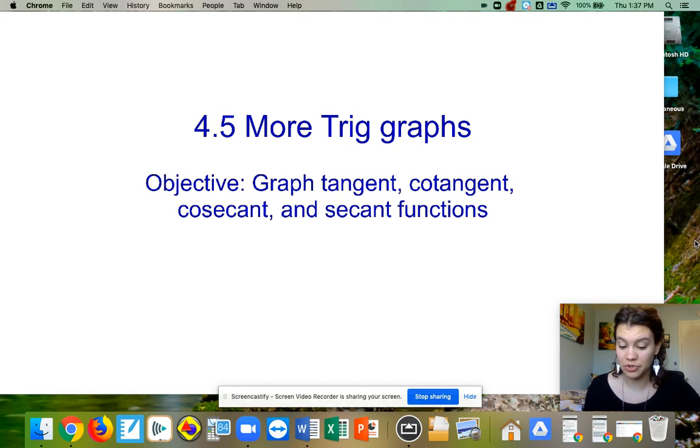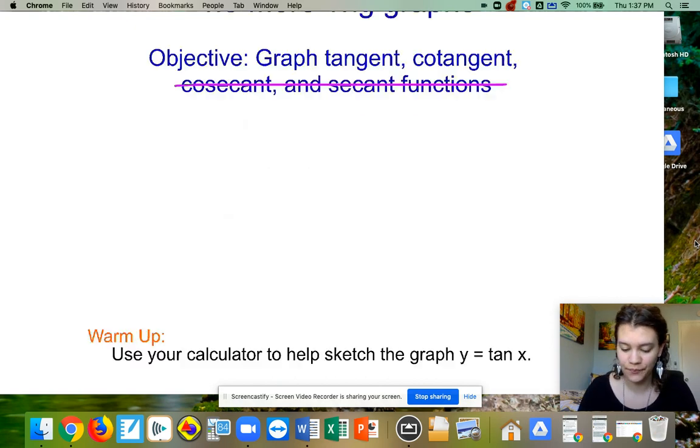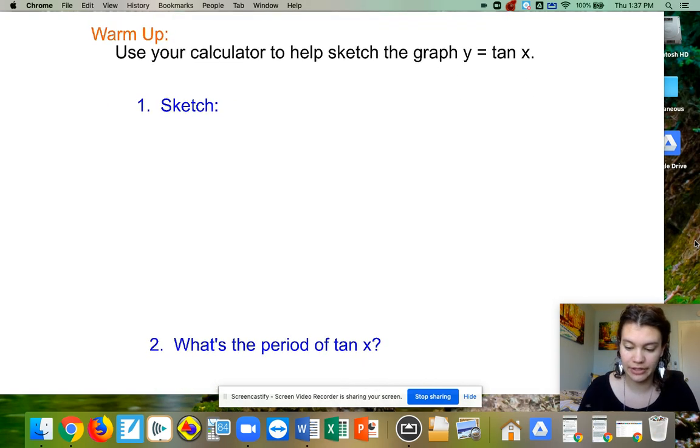Alright, so today we're doing some more trig graphs. Today we're just going to do tangent and cotangent; we'll do cosecant and secant tomorrow. But as a warm-up on your calculator, graph the tangent of x. Make sure your calculator is in radians, otherwise it will not graph correctly.